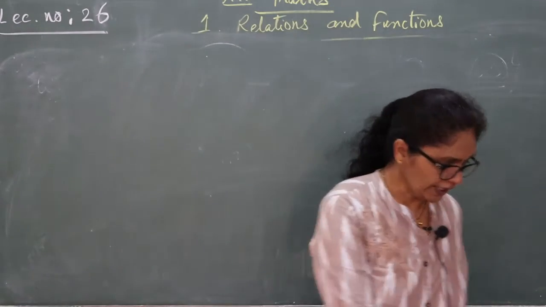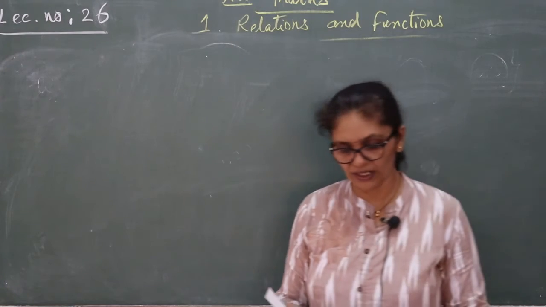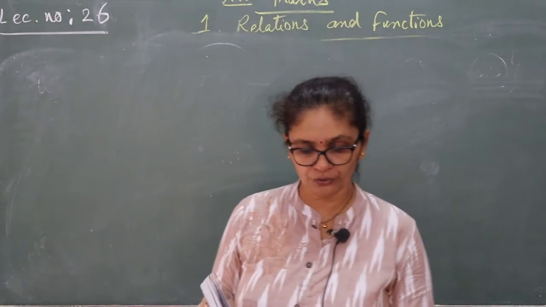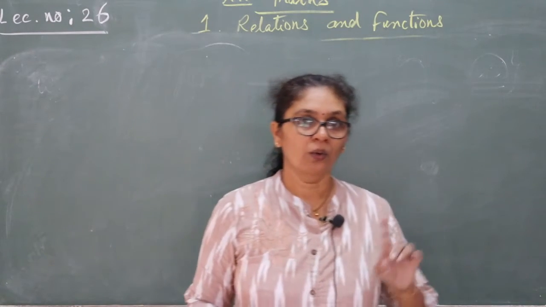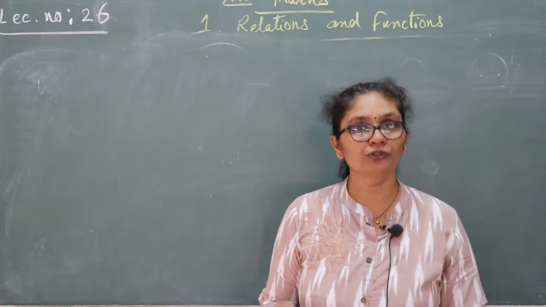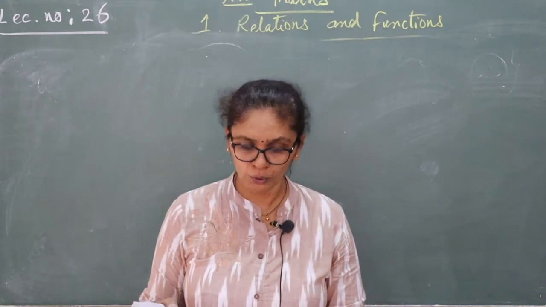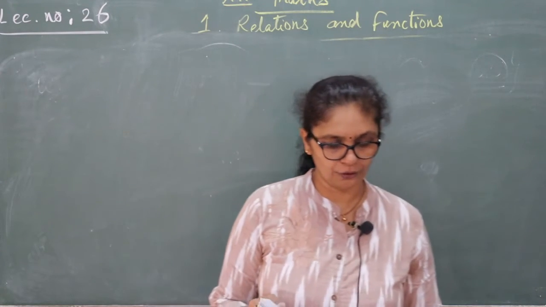What is our 48th question? Show that the number of equivalence relations in the set {1, 2, 3} containing (1,2) and (2,1) is 2. It's very simple: (1,2) with (2,1), and (2,1) with (1,2). That way you get only 2 relations. Its description is already given, so you can solve it in your own way.